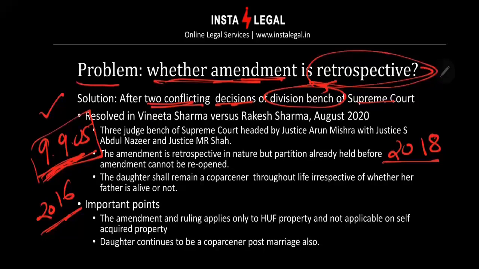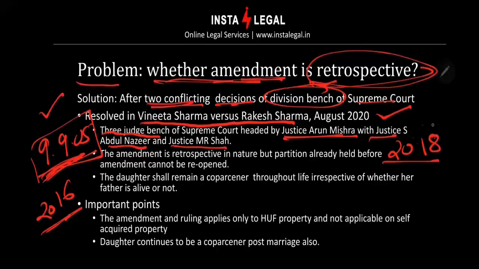Because there were two conflicting decisions, this matter was referred to a three-judge bench of the Supreme Court, which was headed by Justice Arun Mishra, along with Justice S. Abdul Nazir and Justice M.R. Shah. This question was resolved in the case of Vineeta Sharma versus Rakesh Sharma, and the judgment came out in August 2020. What did this judgment hold?